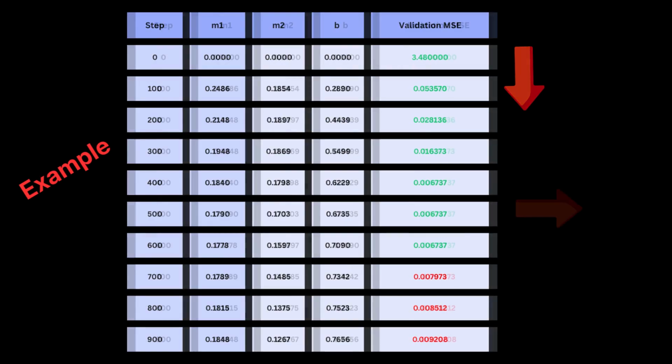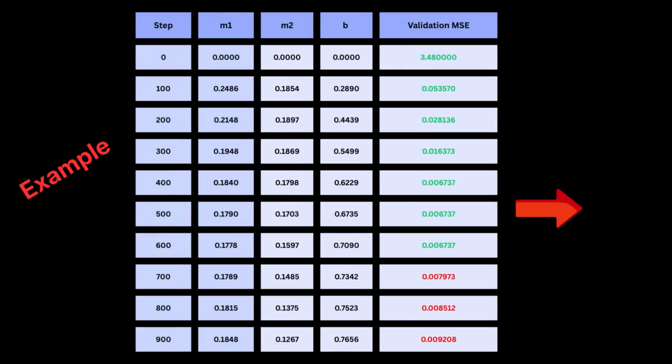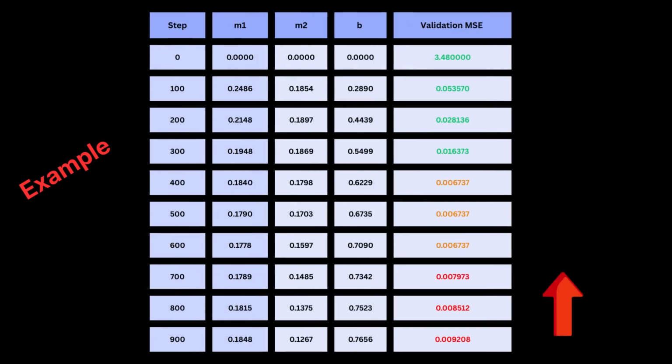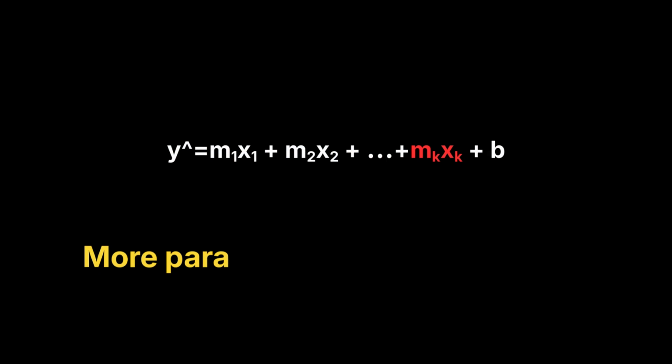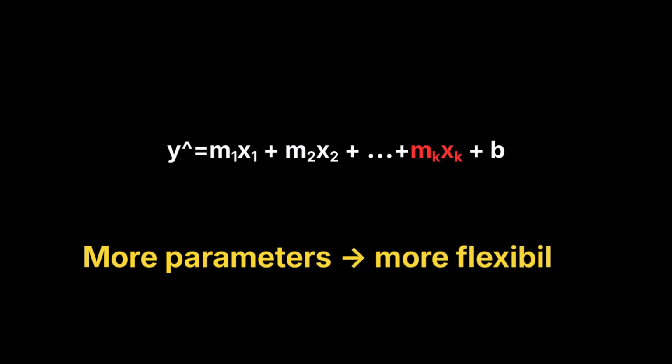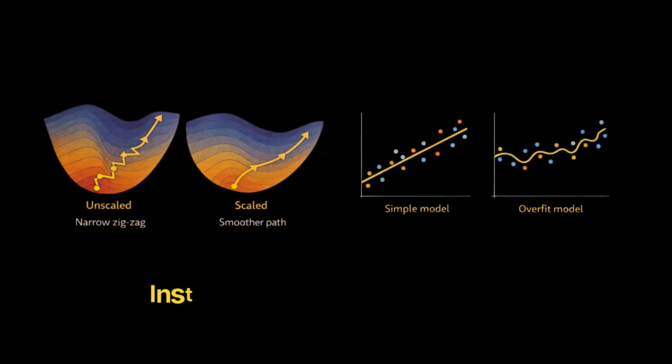But after a point, something interesting happens. Training error keeps decreasing. Validation error stops improving and then starts increasing. This tells us something very specific. The model is learning patterns that only exist in the training data. It is no longer generalizing. It is memorizing noise. Mathematically, this happens because the model has too much freedom.